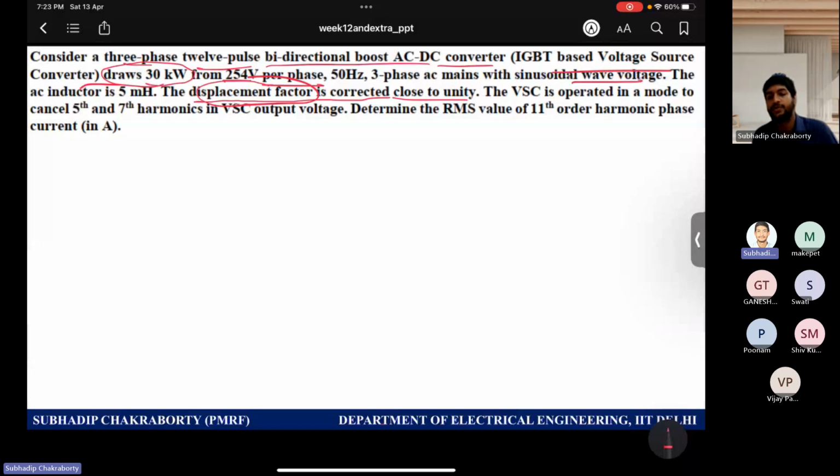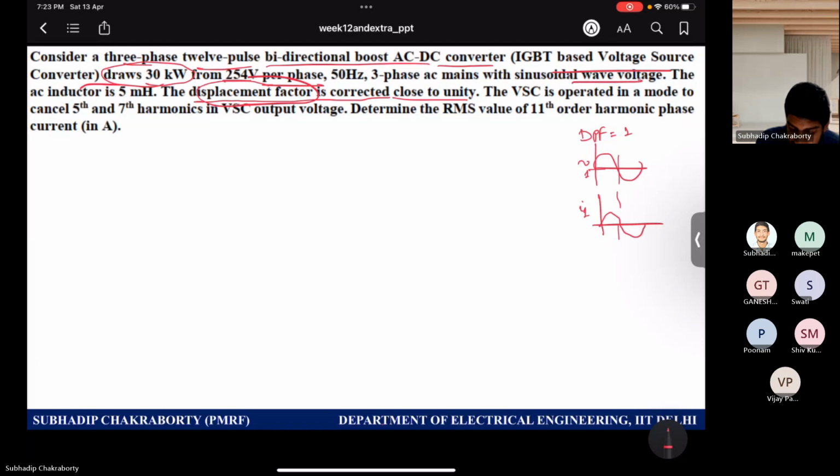So displacement factor close to unity means that your sinusoidal voltage and current, that is the fundamental component of voltage and current, will not have any phase shift between them. That is the meaning of DPF equal to 1. So your voltage and current will be in line. Fundamental V1 and I1, if I tell like this, both will be like this, in line to each other. No phase shift. So that is the meaning of DPF equal to 1, where cos theta, where theta is the angle, is equal to 1. Theta is 0 degree.